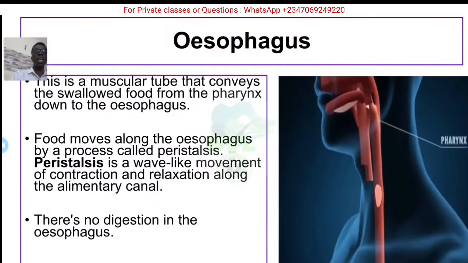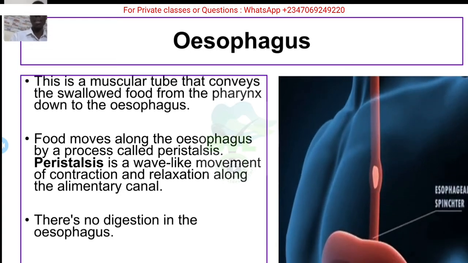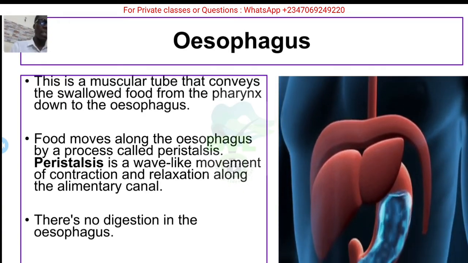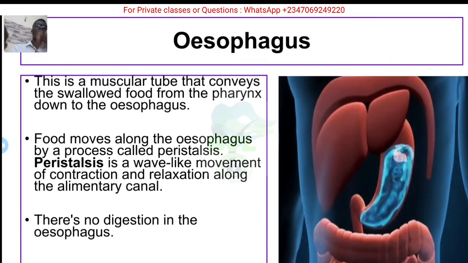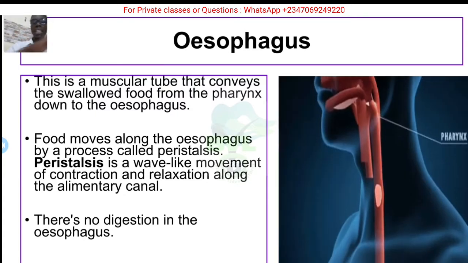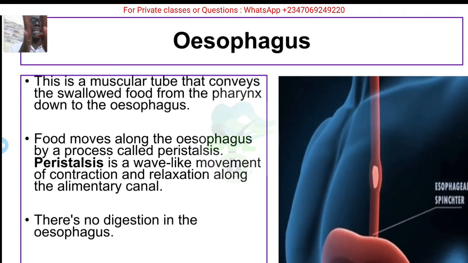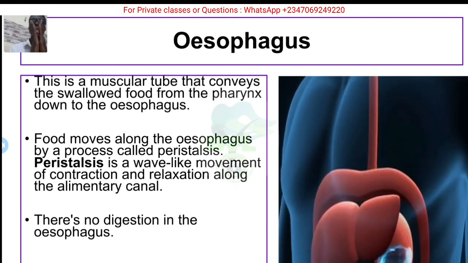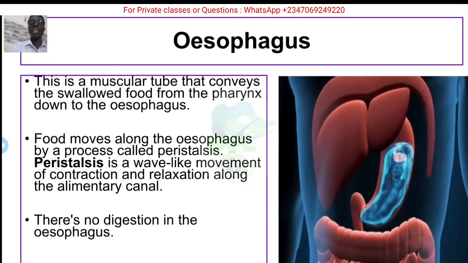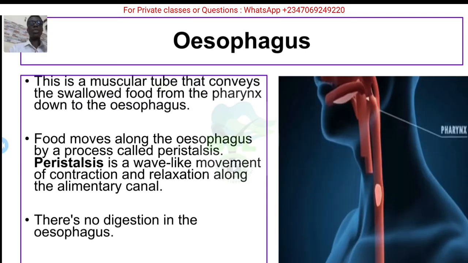So the next thing here is the esophagus. Here, this is a muscular tube. You can see what's happening after the food is swallowed. The food goes to the esophagus. Really, there is no digestion in the esophagus. What happens is that the food moves along by a process called peristalsis. The food is going to move through contraction and relaxation along the esophagus. So there is no digestion, and no enzyme is secreted. It's just a tube that connects the throat to the stomach.